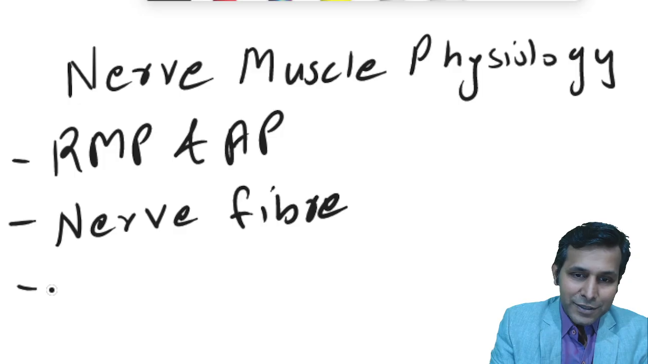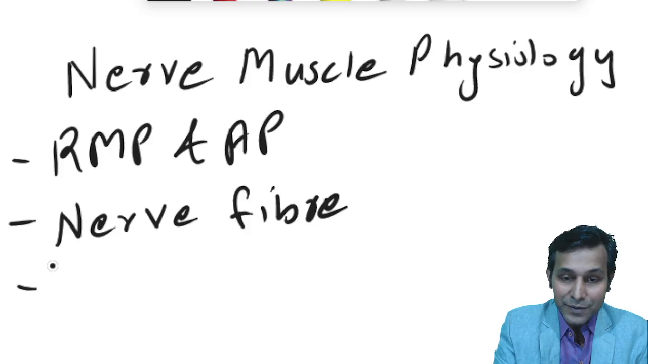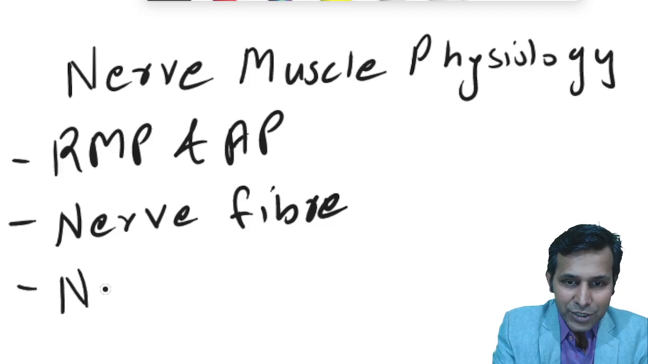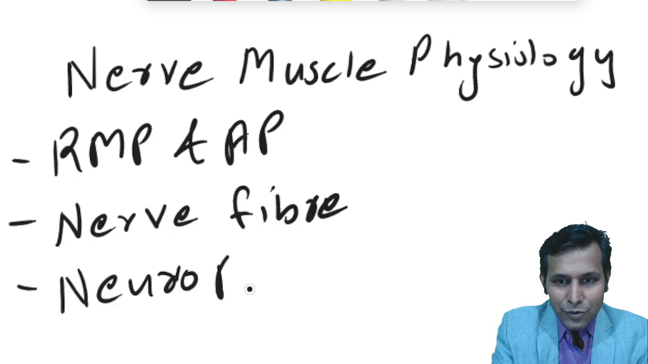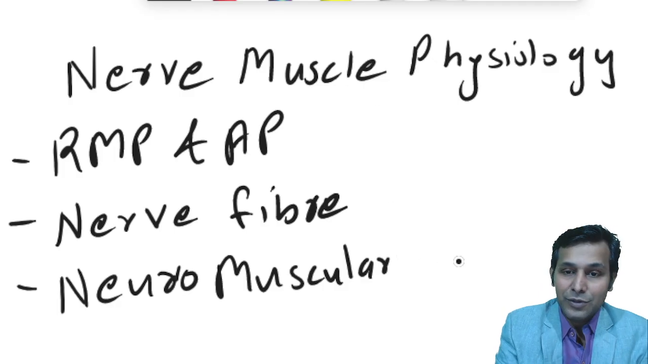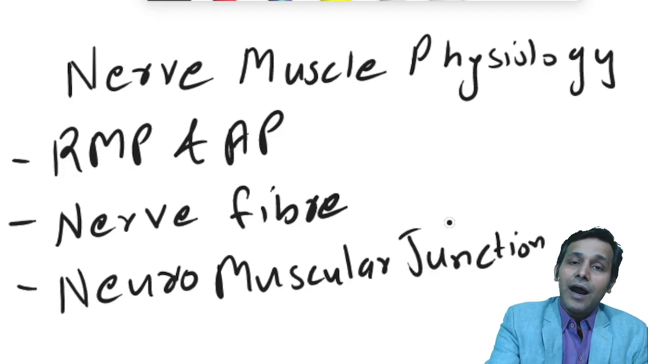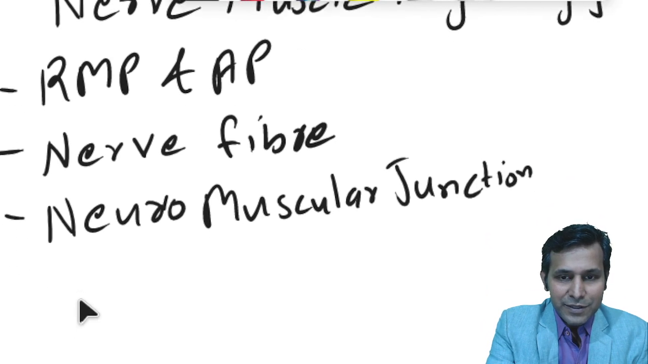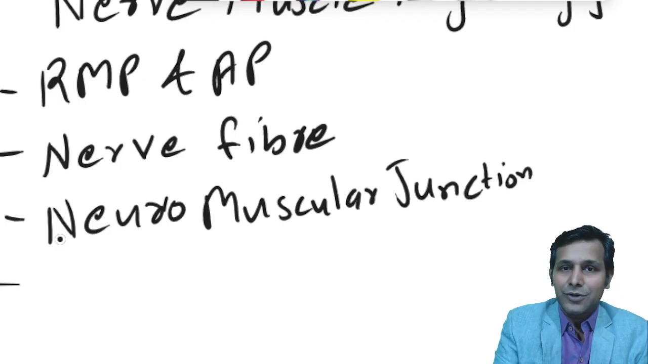We'll also discuss the point where the nerve fiber is connected to the muscle fiber. It is called the neuromuscular junction, one of the very sought after topics for every individual in nerve muscle physiology. Neuromuscular junction forms one of the very integral parts of nerve muscle physiology. After the neuromuscular junction, we'll be discussing the mechanism which leads to muscle contraction.